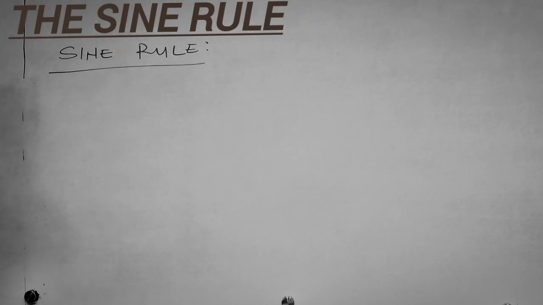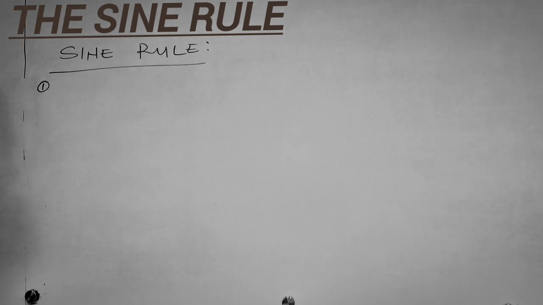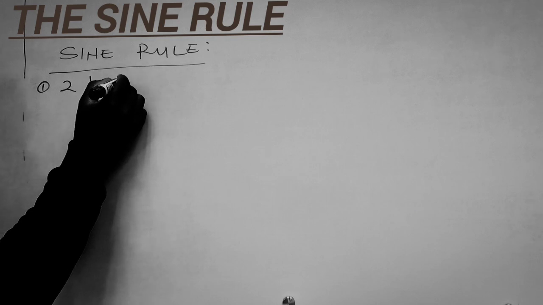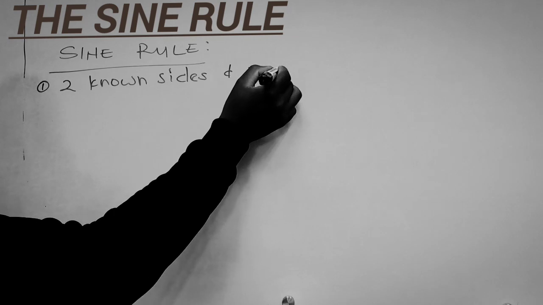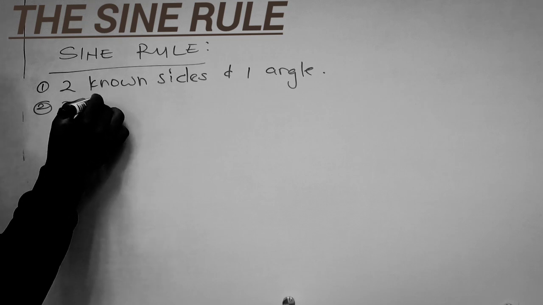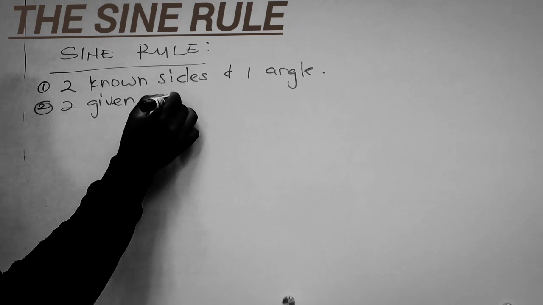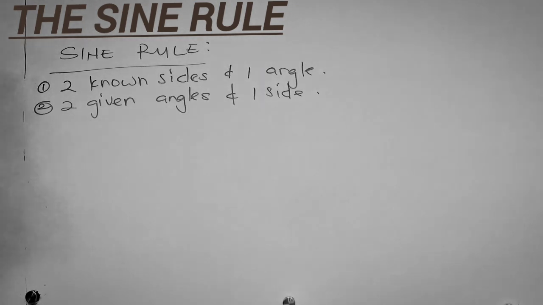Hello guys, in this video we're doing sine rule. So we have the condition for sine rule. Condition number 1: we must have either two known sides and one angle, or two given angles and one side. In this case, you can apply sine rule.